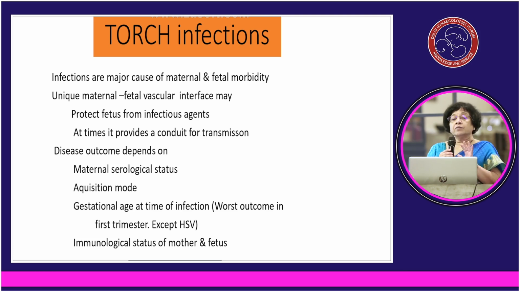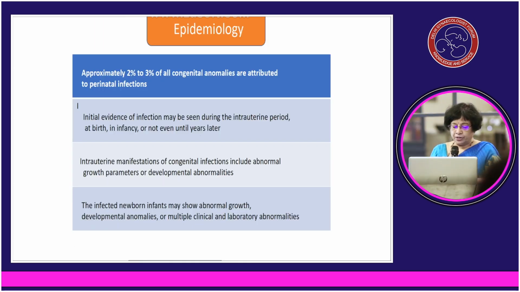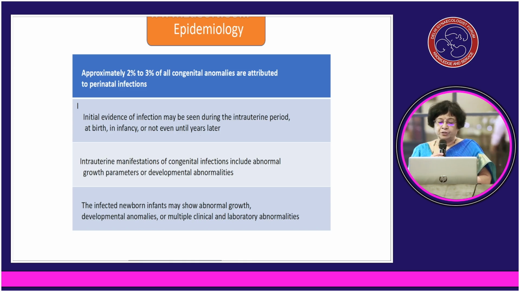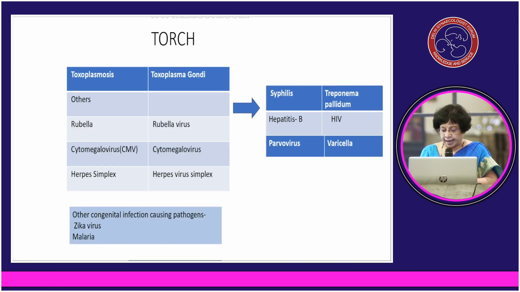So for all the diseases, universally think if they are acquired in the first trimester, the baby is undergoing organogenesis, and that is the time it is worse, except HSV, and immunological status of the fetus and the mother. So epidemiology, that is approximately 2 to 3% of all congenital anomalies are attributed to perinatal infections. Initial evidence of infection may be seen during the intrauterine period, maybe at birth, in infancy, or maybe not even until years later. Intrauterine manifestations of congenital infections include abnormal growth parameters or developmental abnormalities. And infected newborn infants may show abnormal growth, developmental abnormalities, or multiple clinical and lab abnormalities.